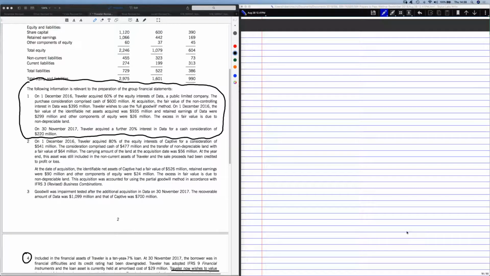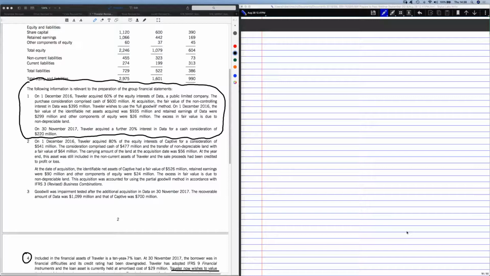It appears that the gaining of control occurs on the 1st of December 2016 with the acquisition of the 60% interest in Data. As a result of that, at the point of gaining control, Traveller therefore needs to recognise within the consolidated statements the goodwill arising on acquisition, 100% of the net assets of Data, and the non-controlling interest at that point of 40%. Are we okay so far?